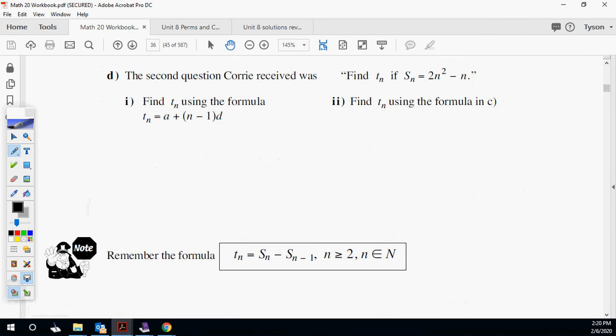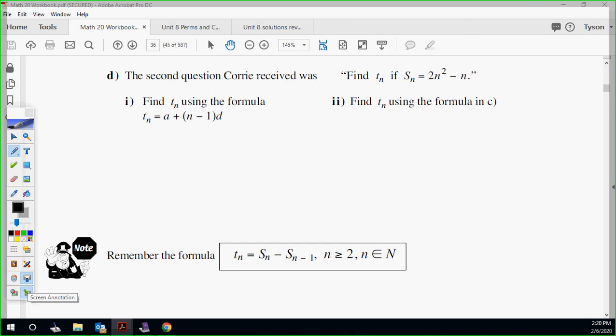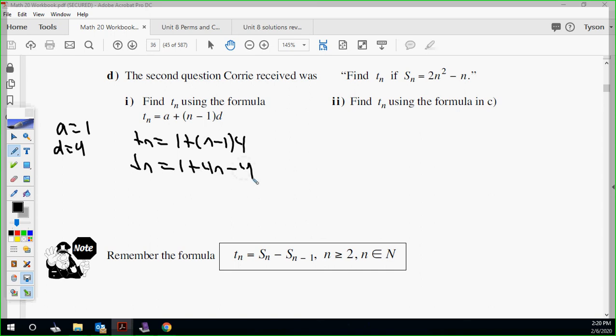The second question that Corey received was: find T sub n if S sub n equals 2n squared minus n. So it wants you to find the T sub n formula using this. So that's a general form. Up there, we knew A was 1, right? And what was the common difference up there? We noticed 4. So that means we're looking at T sub n equals 1 plus n minus 1 times 4. So T sub n equals 1 plus 4n minus 4. 4n minus 3 is the pattern, correct.